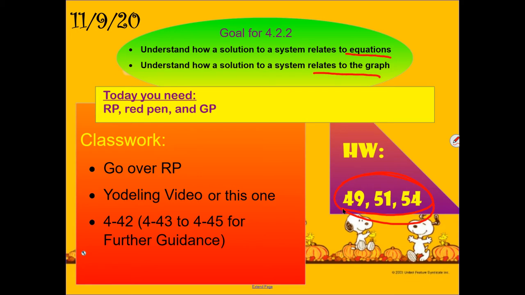So first of all, we're going to go over the review preview, have the review preview out, okay? We'll go over that. When you are done, you can choose to do a little bit of fun watching. I've included a couple links on your Google Classroom of some yodeling, and you'll understand why, because we're going to talk a little bit about yodeling. Don't watch it quite yet, but you're going to watch it a little later if you want to, okay? And then you're going to do problem 442. 442 is the basic problem. Now, it's also divided into 443 through 45, which explain it a little more if you need some more guidance. Got it? So let's check our homework.